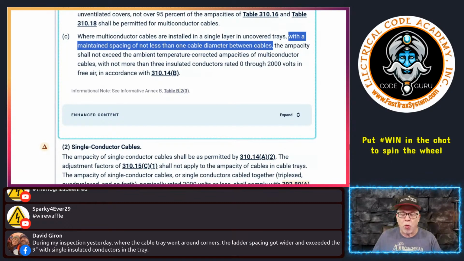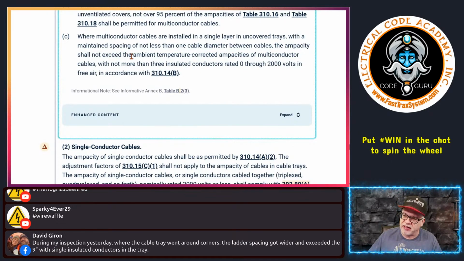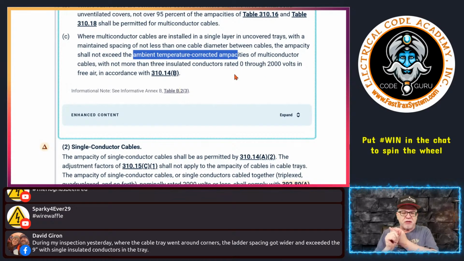There's a space. So where you're installing them like that, it's saying the ampacity shall not exceed the ambient temperature corrected ampacities of the cable, not more than 3 insulated conductors rated 0 to 2,000 amps in free air. So when we're doing this, we're able to use the free air values in 310.17. We're maintaining spacing between cables, and we may have to take into consideration the ambient correction, but we don't have to take consideration for anything to do with bundling inside the tray. And we're maintaining the spacing.